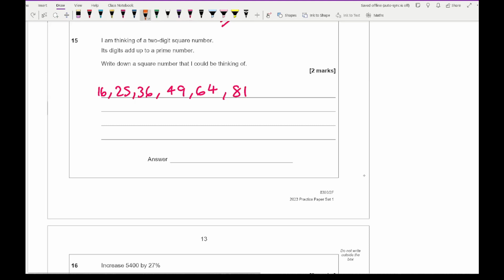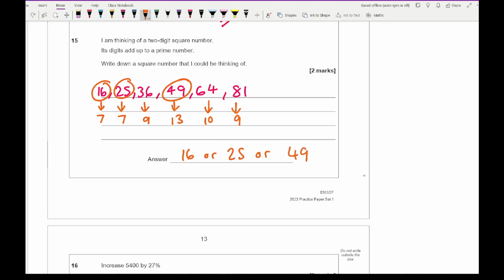So if I add up the digits, we're looking for which ones give us a prime number. So that's going to be 7, 7, 9, 13, 10, and 9. So the possible options I can go for are 16 and 25, and also 49. So we could have 16 or 25 or 49.